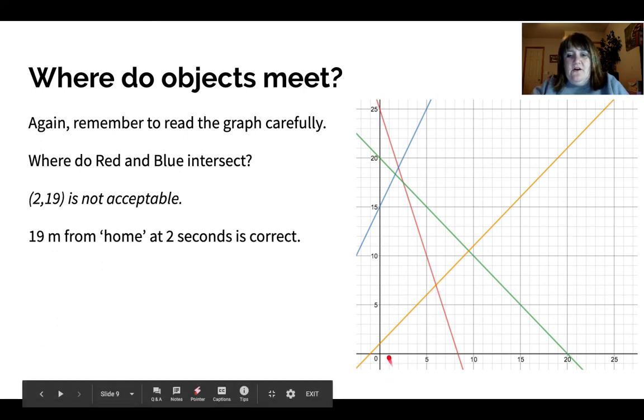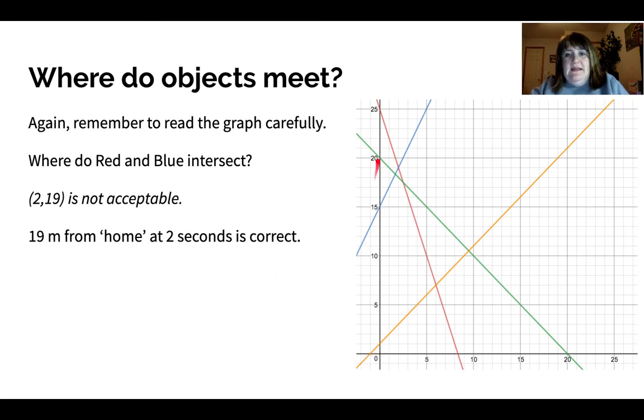So if this, our origin, is home, the red and blue lines, these two lines right here, intersect right here. And we would say that they intersect 19 meters from home at 2 seconds, not the point 2, 19. Now you could rephrase it and say at 2 seconds they will meet 19 meters from home. That's fine as long as you have the extra detail in there. Don't just give coordinates. So this is what you're doing on an assignment today.